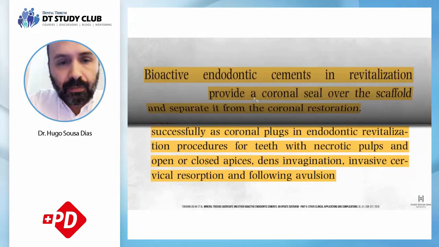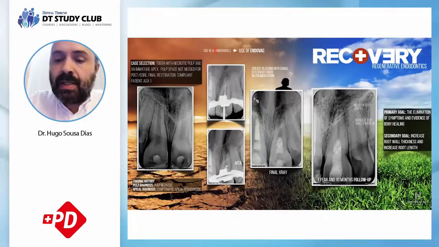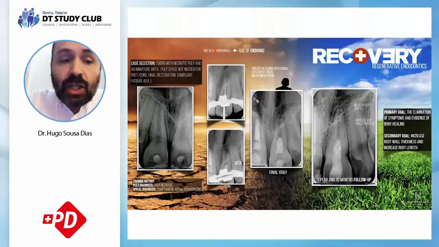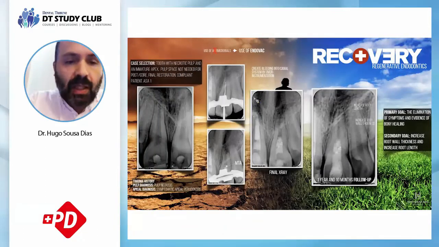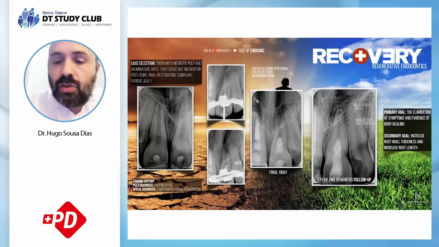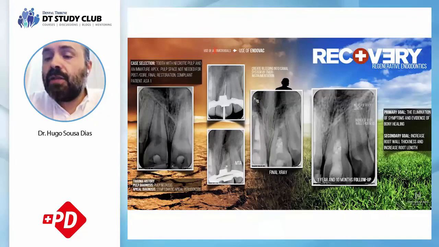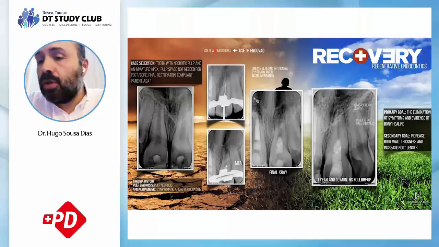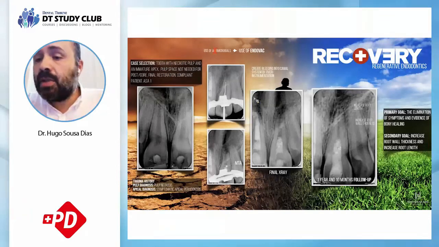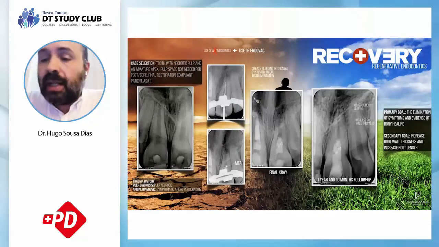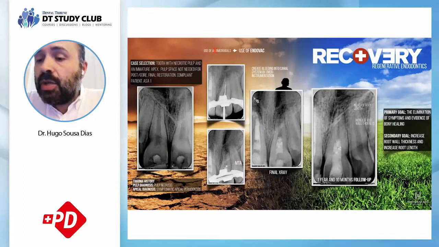Let's see this clinical case with 1 year and 10 months follow-up. I do the root canal treatment, I clean, I make a coronal barrier with MTA and do the final restoration. And after 1 year and 10 months, I can achieve two main goals. I can achieve the primary goal of this kind of procedure from regenerative endodontics. I can eliminate the symptoms and it's possible to see the healing, the bone healing. And I can achieve a secondary goal. I can increase the root wall thickness and increase the root length.